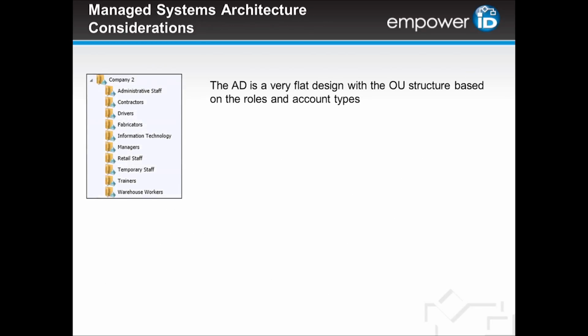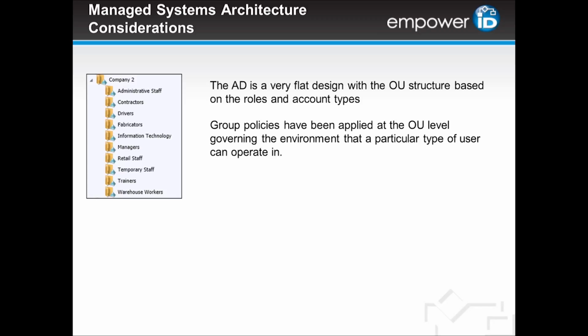All right, so managed system architecture considerations. Now this is our Active Directory, and it's quite flat in its design, with the OU structure being based on the roles and account types of the staff. Now, group policies have all been applied at the OU level, governing the environment that a particular type of user can operate in. They have workstation-based policies, desktop policies, application policies, and such, based on the type of employee that you are.